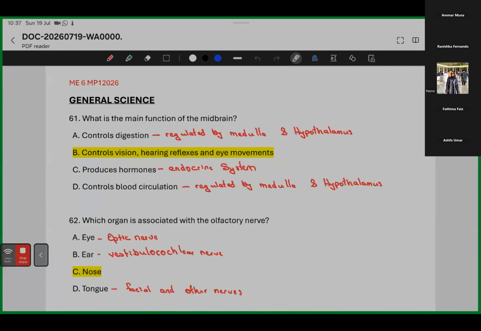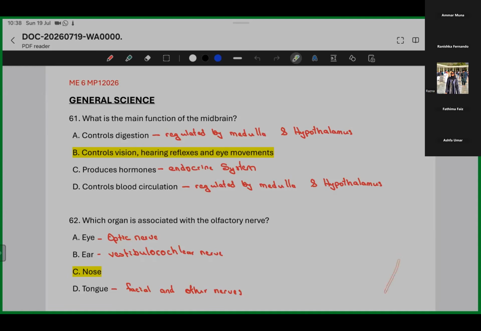So once again, general science is the most basic physics, chemistry, biology type of topics. The first question here is: what's the function of the midbrain? This is once again biology. So the answer will be B, controls vision, hearing, reflexes, and eye movement. The reason why the answer is not A, C, and D is clearly mentioned on screen.